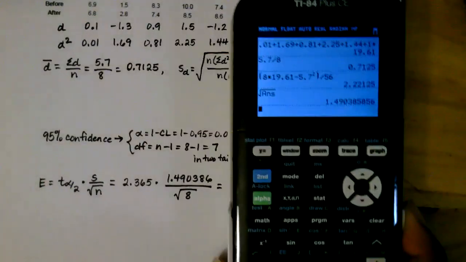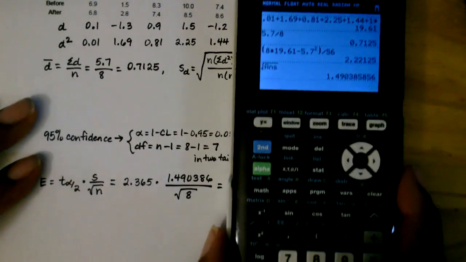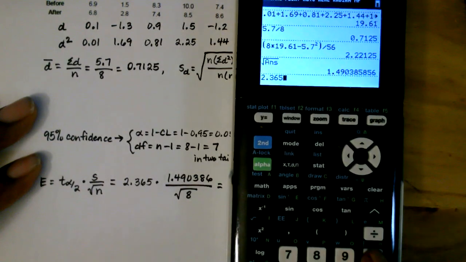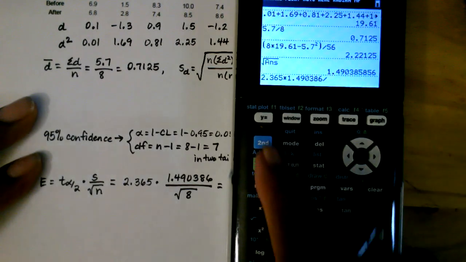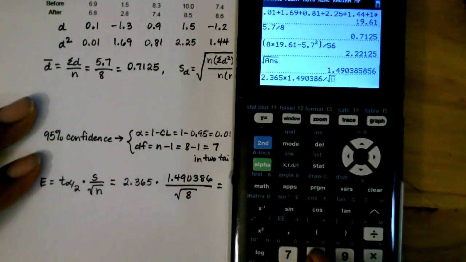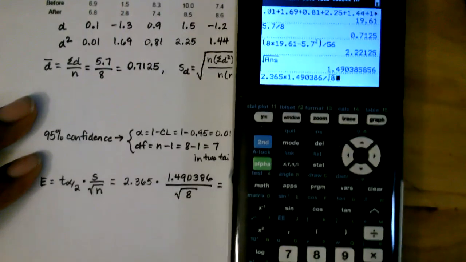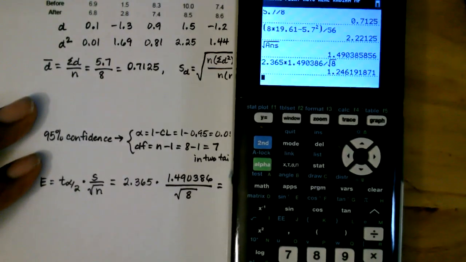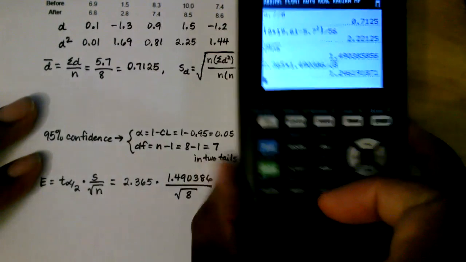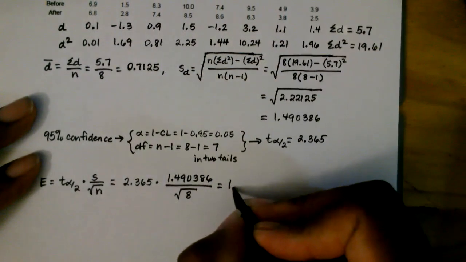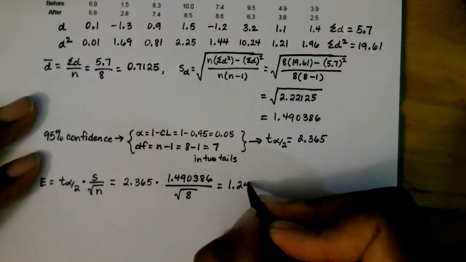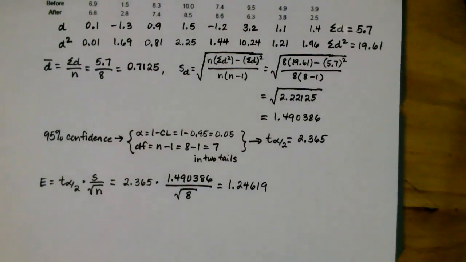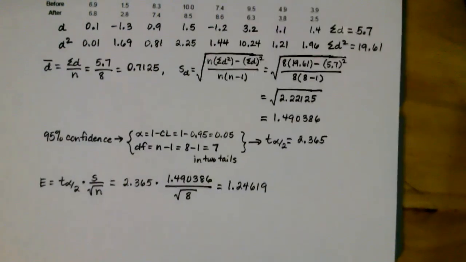So typing all of this in the calculator, let's see, 2.365 times 1.490386 divided by, and then second x squared for the square root, 8. And then hit enter. So this is my margin of error, 1.24619. Just trying to use as many decimal places as I can so that I can get an accurate confidence interval.